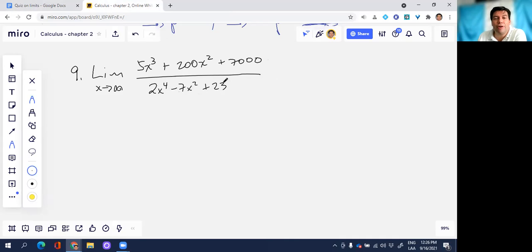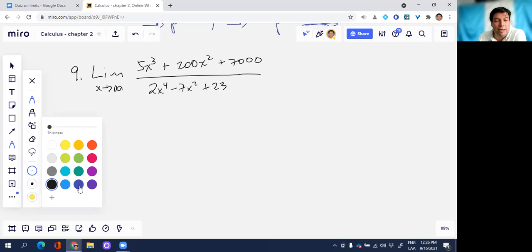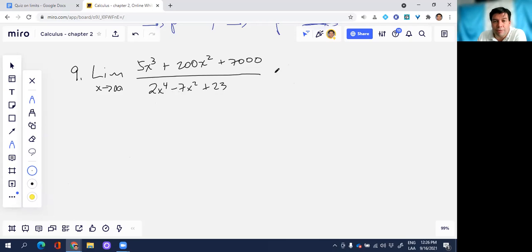Now the largest power of the variable in the denominator is x to the 4th. So I'm going to multiply by 1 over x to the 4th power, and distribute this fraction.